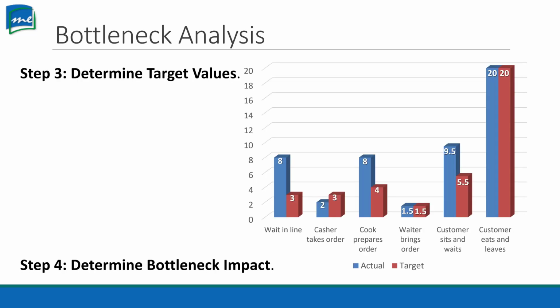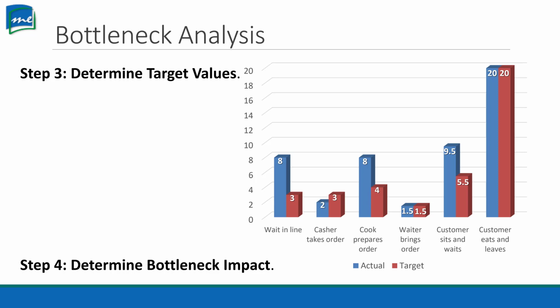So our third step, we need to determine target values. On the chart here, you can see that our target for waiting in line on this bar chart is 3 minutes, but the actual is 8 minutes. So we have a 5-minute gap here. Next, we look at the cashier. Actually, it takes the cashier less time than the target to take the order. The cook is preparing the order. Waiter brings the order over. Customer sits and waits. And then customer eats and leaves.